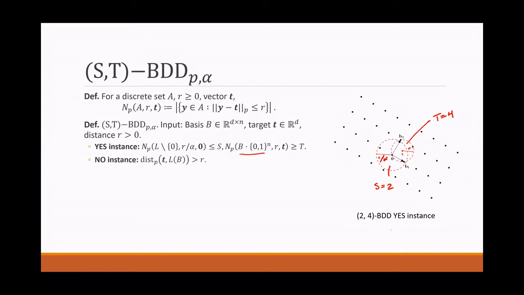A no instance of ST-BDD is just simply one in which the distance between the target and the lattice is strictly greater than R. I'm going to say again that 0,1 BDD more or less corresponds to normal BDD. BDD, as I originally defined it, is a search problem, but that corresponds to just getting a 0,1 BDD instance as input, with the goal of trying to find one or more of the close lattice vectors to the target.